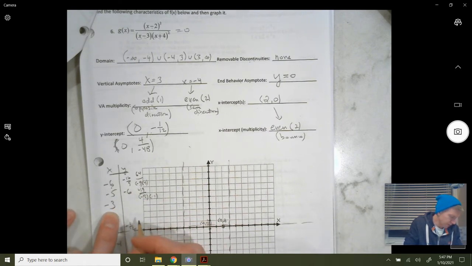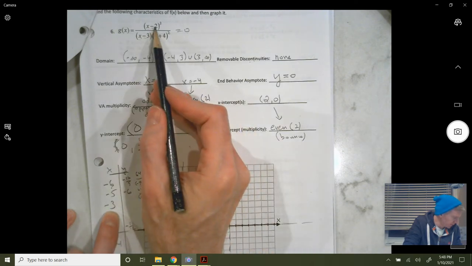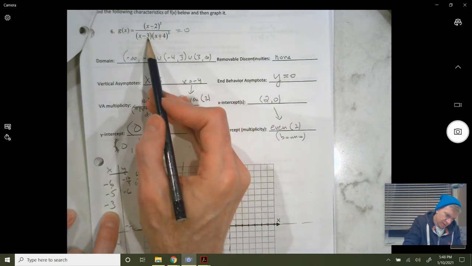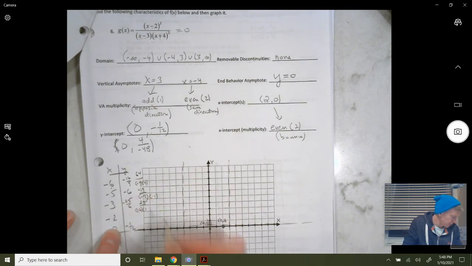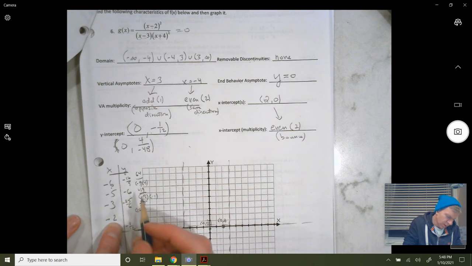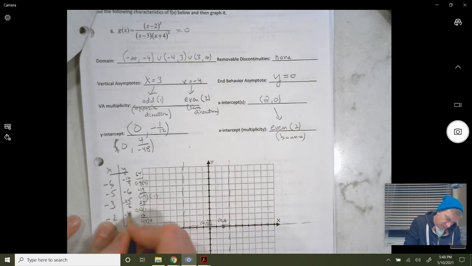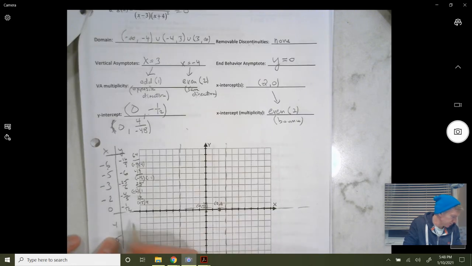Plugging in negative 3. So these are 25 on the top, and on the bottom negative 6 times 1. So what do we get? Negative 25 over 6. Plugging in negative 2. You're going to get 16 on the top. On the bottom, you get negative 2 minus 3, so negative 5 times 4. So what do we get? Negative 4 over 5. These are kind of a pain sometimes to plug in, but you're just plugging in numbers.